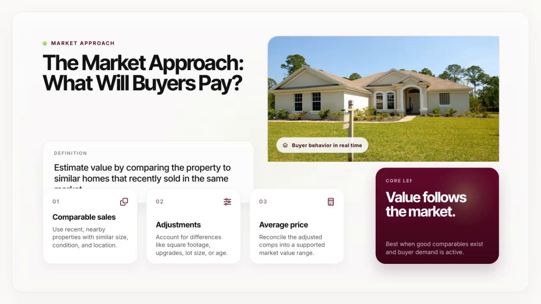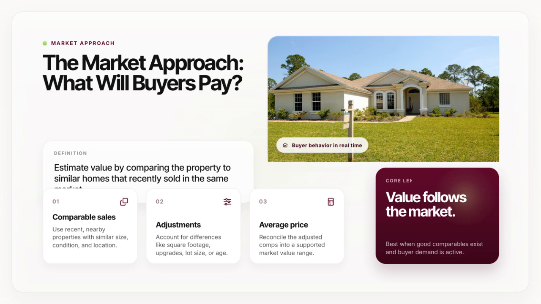The market approach focuses on determining what buyers are willing to pay by analyzing real-time buyer behavior. Essentially, we estimate a property's value by comparing it to similar homes that have recently sold in the same market. The process starts with identifying comparable sales. These are recent sales of nearby properties that match in size, condition, and location.